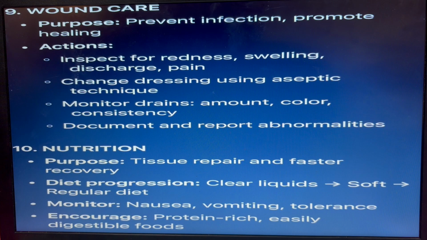Wound care is done daily using sterile technique, and we look for any sign of infection and monitor drains. Documentation is very important. Nutrition is the building block for healing. We start with clear liquids and advance as tolerated. Protein helps in wound healing. We also watch for nausea. All these interventions together ensure the patient recovers safely without complications.